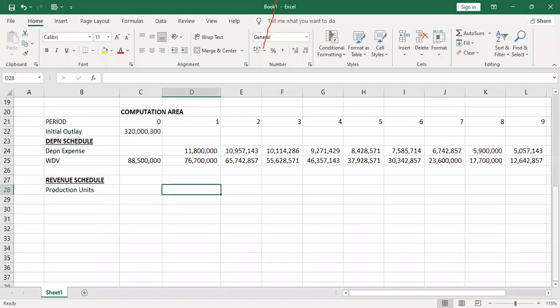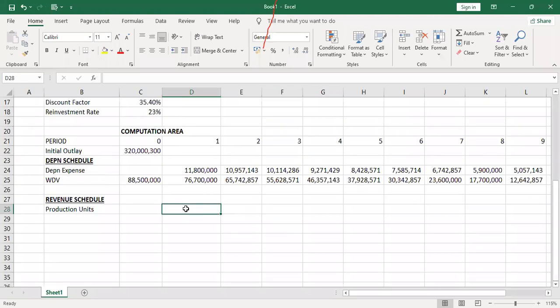Okay, type production units. Then press the cursor under period one. Do you have the production units in the input area? Yes, we have. Okay, so press equals. Now, when you are building a model, you don't need to type these units manually. Remember, you have them in the input area, so you have to go and pick them from the input area. That's what we call a model, so that when you change an item in the input area, the entire model will change.